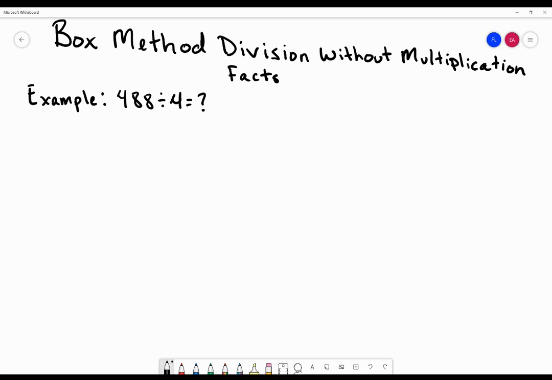So today I am going to model how to use the box method division strategy without using your multiplication facts. So the first thing we need to do is set up our box. So step one is to set up our box.